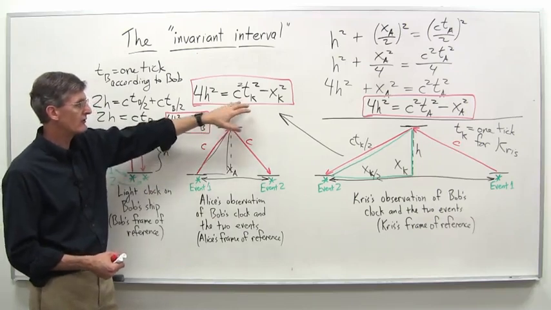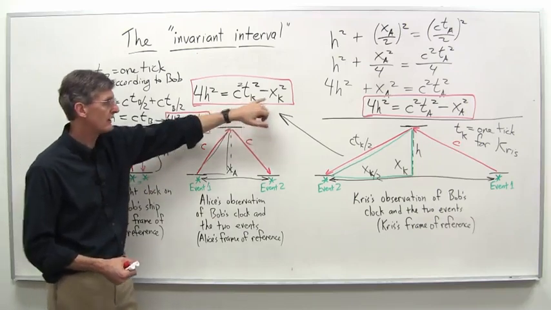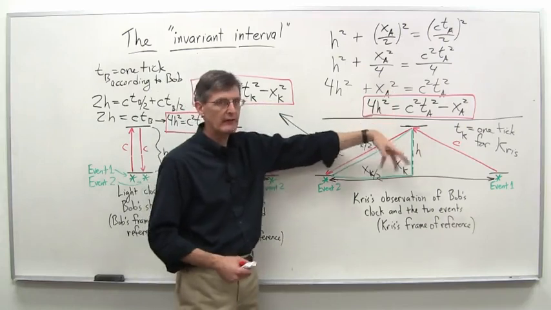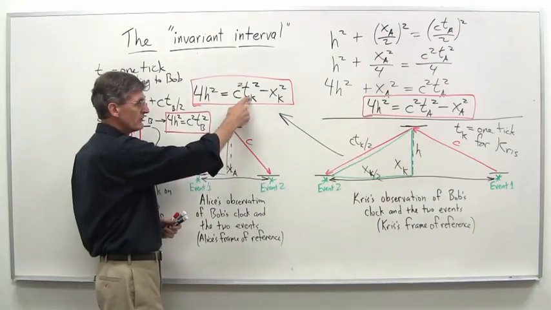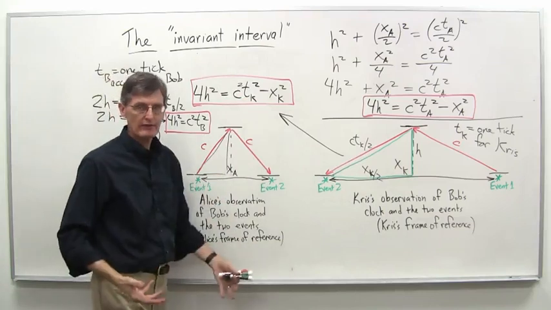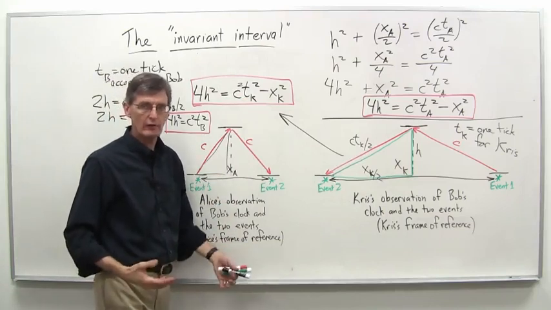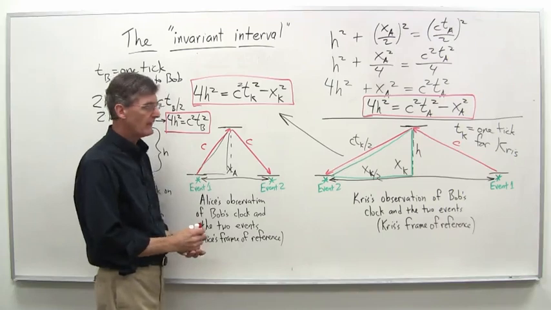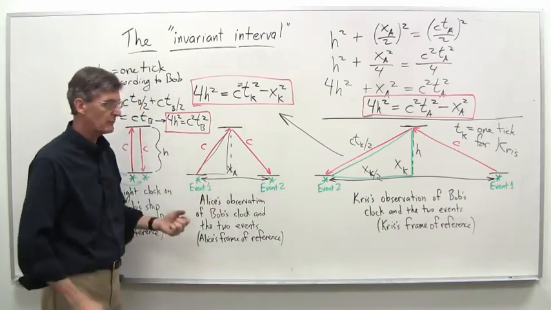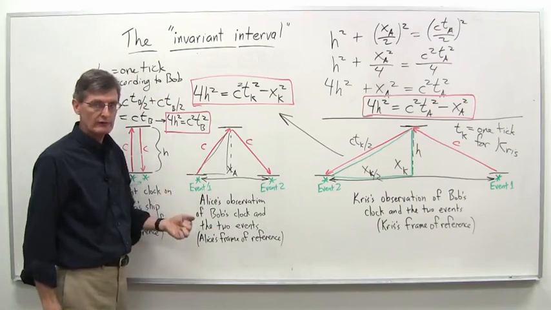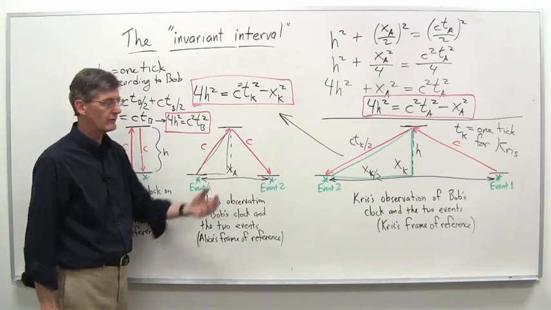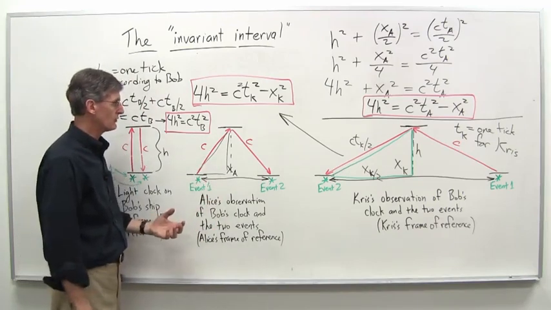But if they actually take their measurements, t sub k and x sub k, and t sub a and x sub a, even though they're different values, and you do this little operation, c squared t squared minus x squared, you get the same value every time. It is an invariant quantity. It's called the invariant interval. And as I mentioned previously, it will be a very useful quantity when we look at the Lorentz transformation, or when we want to actually derive the so-called Lorentz transformation.